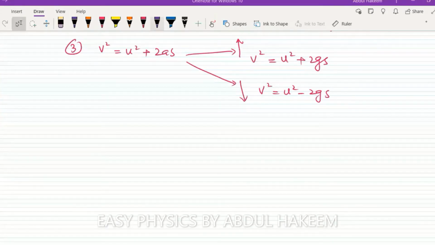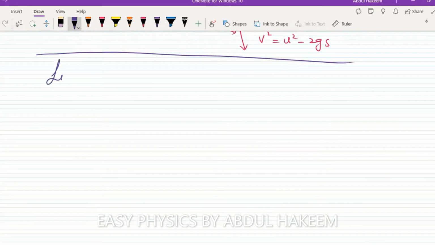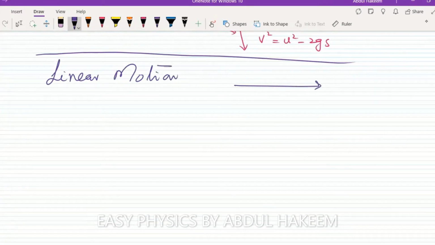Now, next, linear motion. So this is linear motion in one direction. So if the acceleration is constant, we will use the above equations.